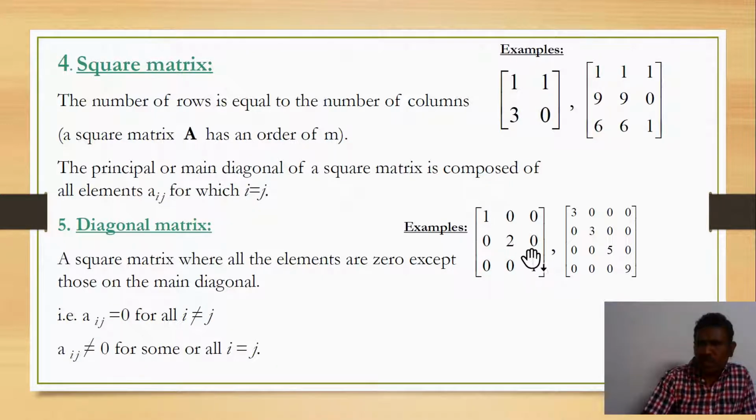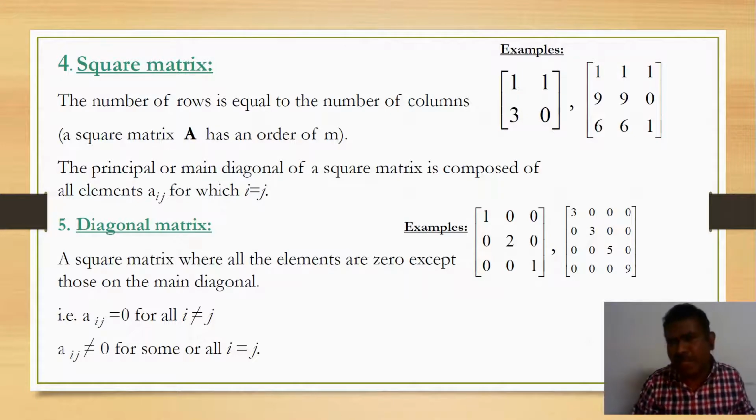So other than the diagonal, students, what happens to the non-diagonal elements? All the non-diagonal elements are zeros. So this is known as the diagonal matrix. Diagonal matrix means what, students? You can understand: the only thing is, other than the diagonal, simply the non-diagonal elements are zero.